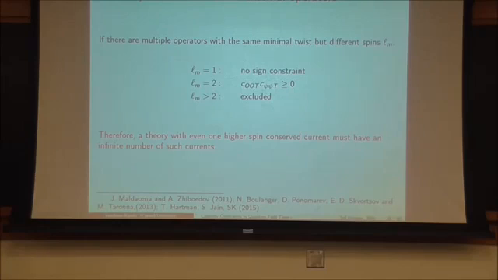Oh, I'm sorry, I didn't read the first one. It has to be different. If you twist different spins. Yeah, but let's say you have two spin 2 with the same twist, then you have a constraint: C of T1 plus C of the other one, the sum should be greater than 0.